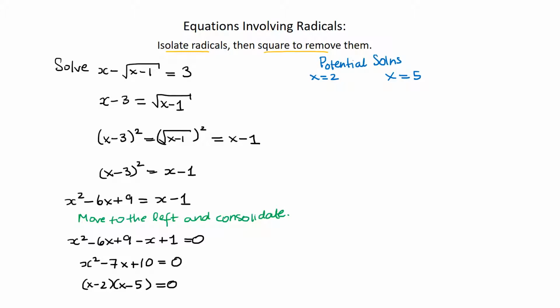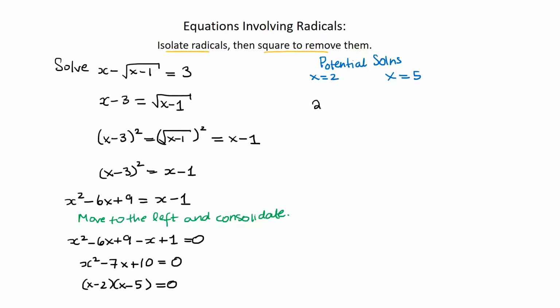Okay, so we're going to check by plugging them back into the original equation. Because we did things like squared both sides to produce this equation, we have the possibility that we've introduced new solutions that are not solutions to our original equation. So I'm going to plug in and we'll see what happens.